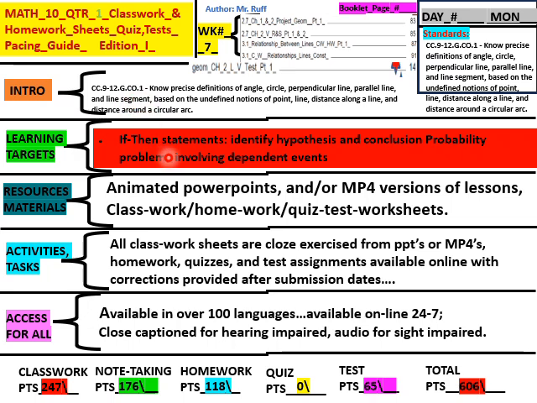Our learning targets are if-then statements, identifying hypotheses and conclusions, and probability problems involving dependent events.